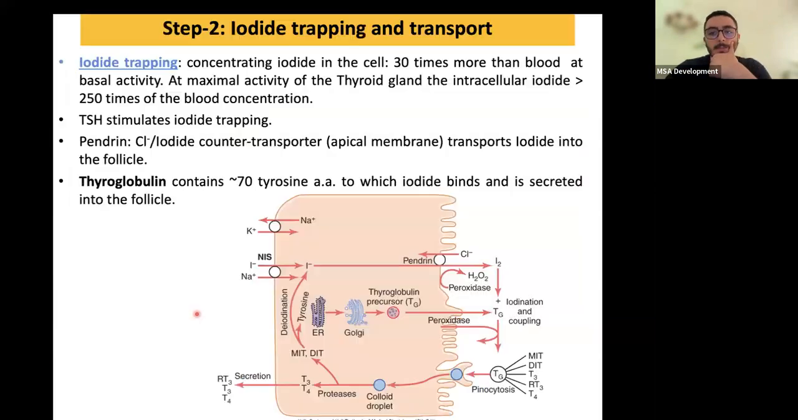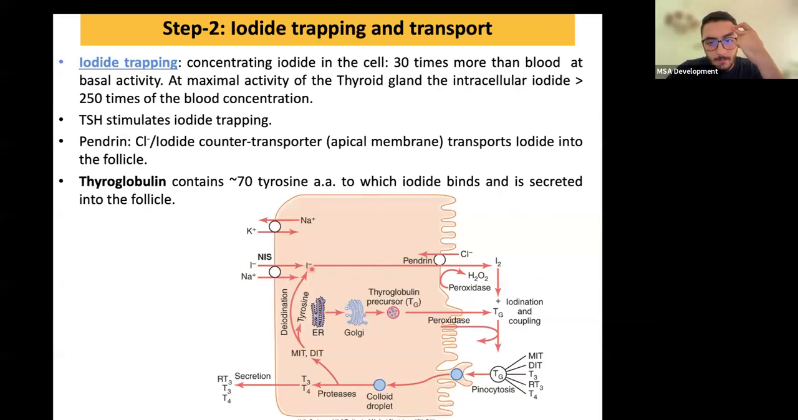I explained this step very well. Step 2, this space, you can read this. This literally repeats what I said. We can go over it really quickly, but it's basically the trapping of iodide. This is the NIS, the co-transporter of sodium and iodide, transporting iodide into the cell. This is the cell and this is the lumen or the cavity of the follicle.